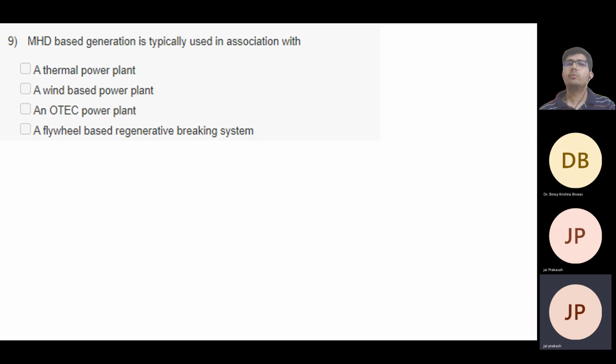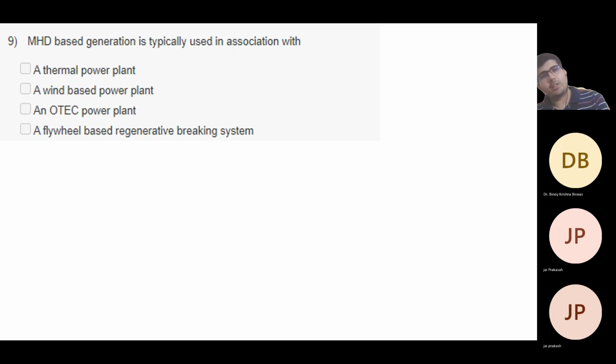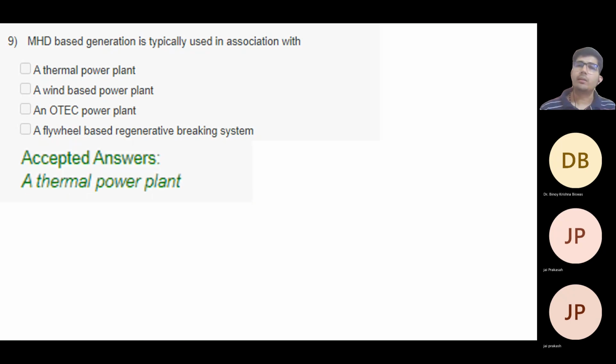Thermal energy is partly used for ionizing the low ionizing material, which is the additive. So some energy is expected, therefore efficiency increases. Yes, this is the correct answer. Actually, we can use the thermal energy for ionization, and in that way we can generate the electricity and increase the overall efficiency. That is the main point. So the correct option is thermal power plant. Is it clear? Yes, sir. Okay.